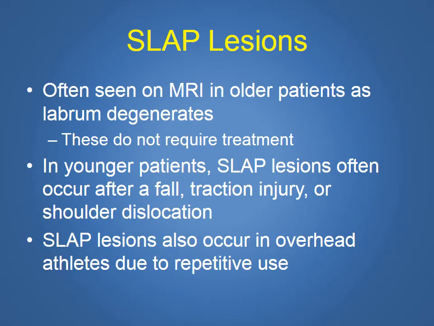In older patients, degenerative changes often occur at the superior labrum. Although these may be seen on MRI, they are typically asymptomatic and incidental and rarely require treatment. In younger patients, SLAP lesions often occur after a fall, sudden traction injury, or shoulder dislocation. SLAP lesions are also commonly seen in overhead athletes, especially baseball pitchers, due to repetitive use. These latter two groups of patients often require treatment for the SLAP lesion.